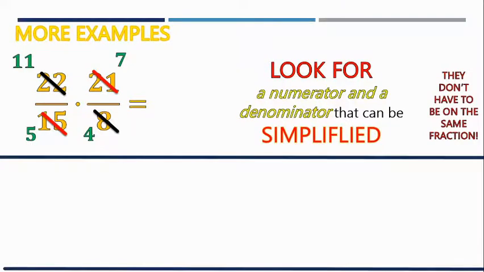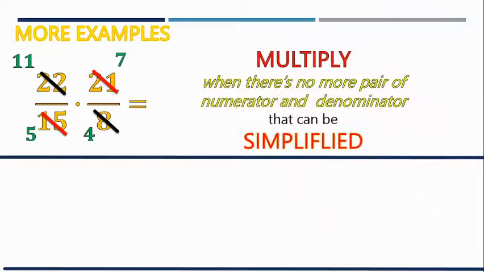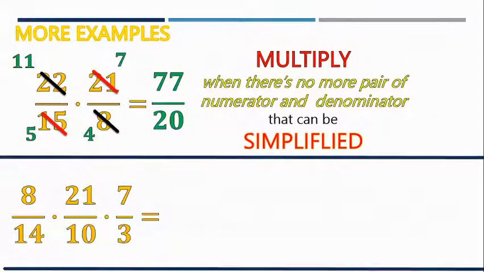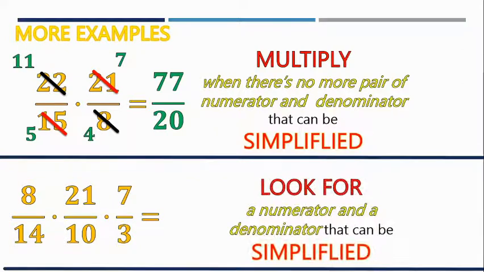Now, since I don't have any more pair of numerator and denominator that can be simplified, I could multiply them this time. So 11 times 7 will give me 77, and 5 times 4 is 20. Okay, one last, how about this? 8 over 14 times 21 over 10 times 7 over 3. Again, let's identify first possible pairs of numerator and denominator that can be simplified. Take note that they don't have to be on the same fraction.